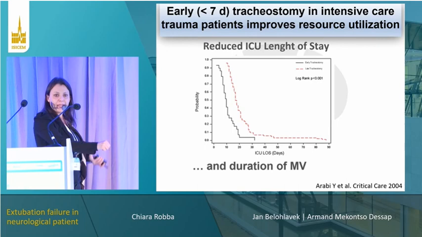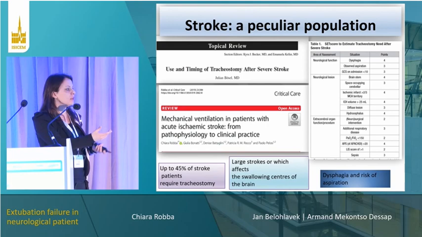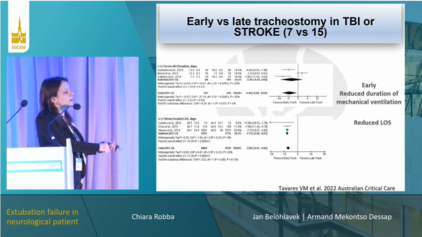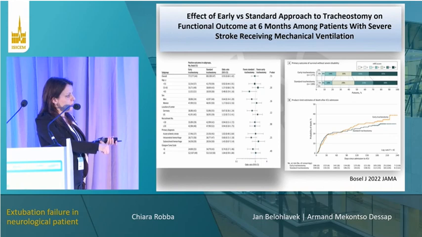And this is the group of the stroke, because as mentioned, brain injury patients are very different from one another, and stroke patients are those who have a higher risk of dysphagia or inability to protect their airway. And in fact, the majority of the studies are on stroke. This is the meta-analysis, but even in stroke, no difference in mortality, only in length of stay. And in the stroke population, we have only two randomized controlled trials. This is the first safety and feasibility study, which was positive. The early tracheostomy demonstrated to be feasible and safe, but when the SETPOINT group did the study, which was powered on the outcome of mortality and neurological outcome, it came negative.